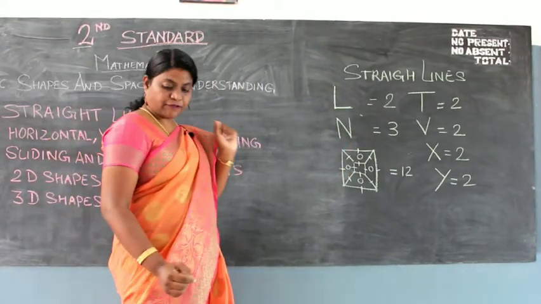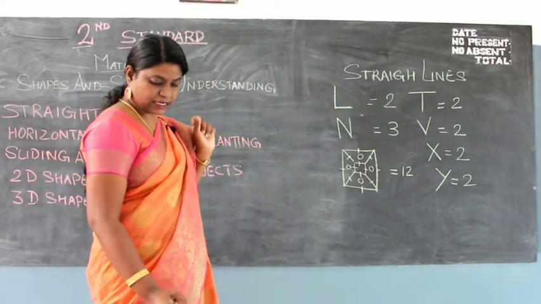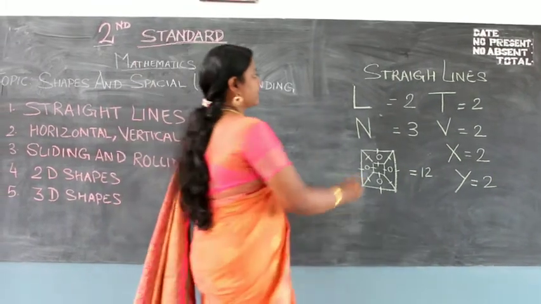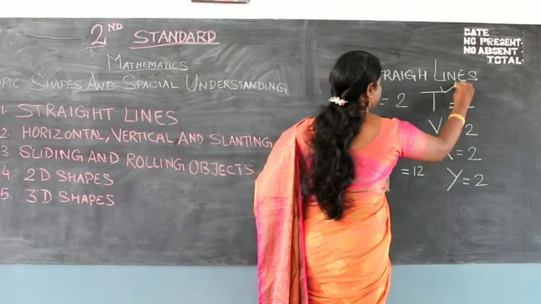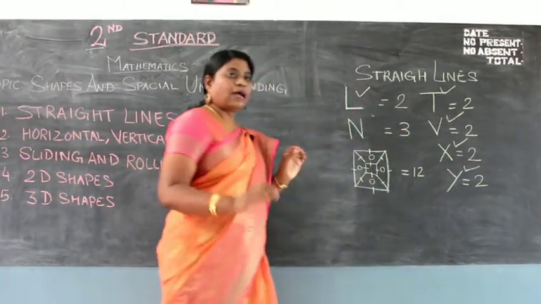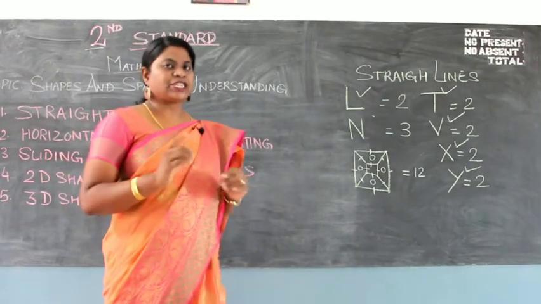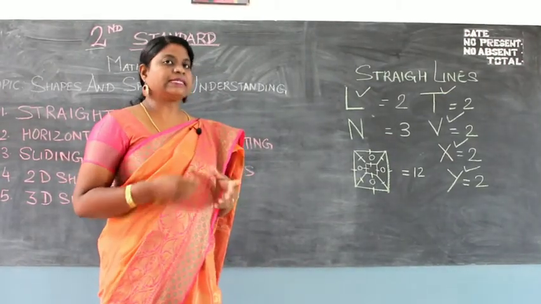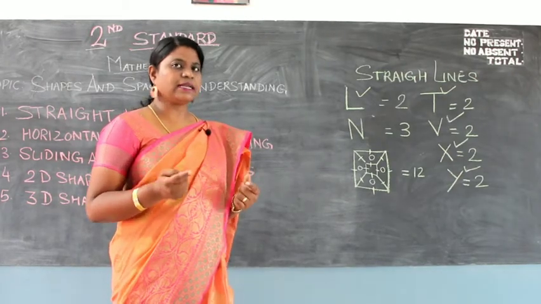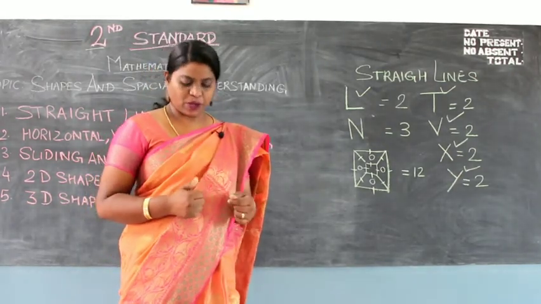So if the question asks which English capital letters have two straight lines, you can write L, T, V, X and Y. I want you to write all the alphabets and check for yourself if there is any other alphabet which has two straight lines, okay? If you find it, immediately you can WhatsApp me, okay?